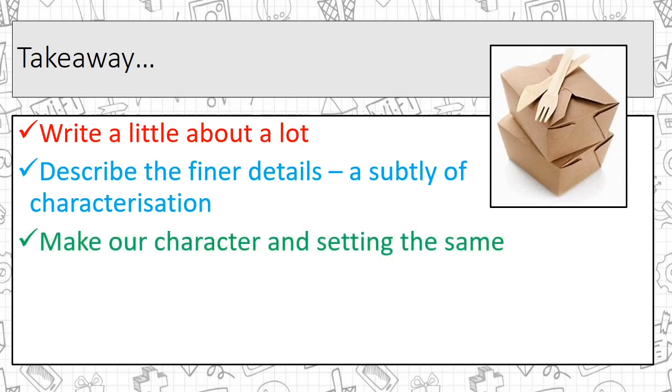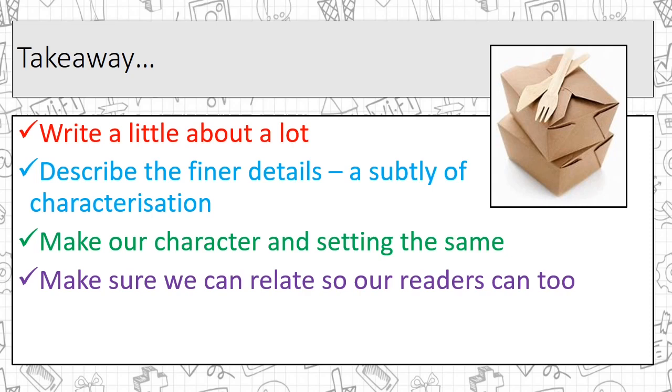Make sure that your character and the setting are interlinked, are woven in between each other. Your character responds to the setting, and similarly, your setting might reflect your character. Make sure our readers can relate, and also ourselves, because the more we relate, the more realistic our character becomes. And I guess, most importantly, slow it down. We don't want that nasty bus journey that we had earlier. We want it to be realistic, subtle, but also quite clever.